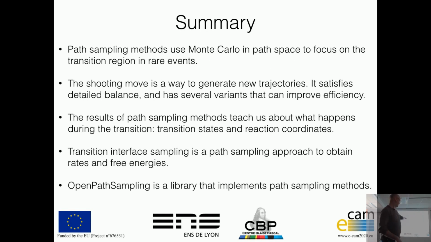So yes, these are the summary points. I hope you got them. Path sampling is Monte Carlo in path space. If you didn't get that, then I really failed. Shooting move is the way we generate new trajectories. We can learn a lot about what happened during the transition from path sampling. TIS is the way we calculate rates and free energies, and OPS is a library that implements all of this.